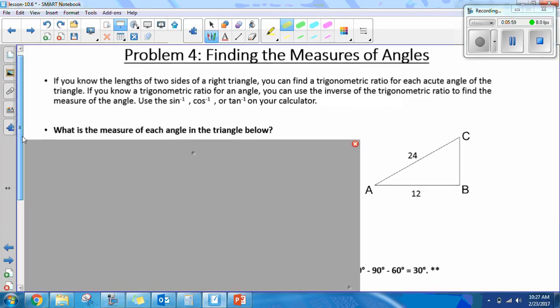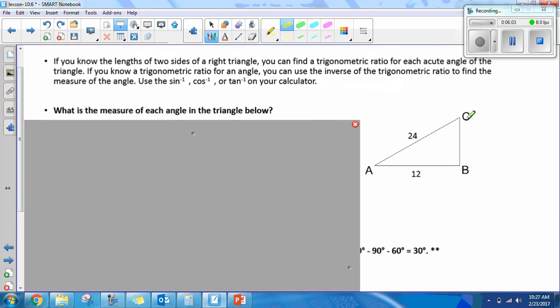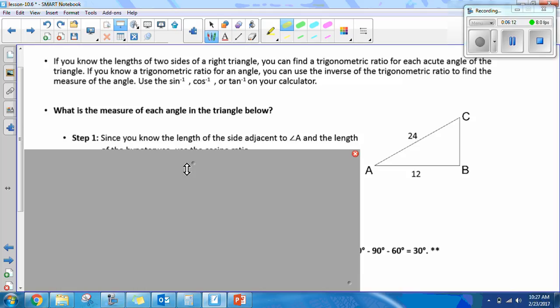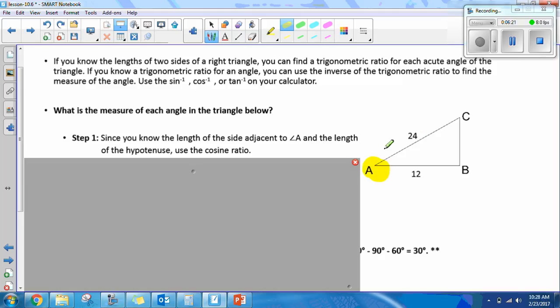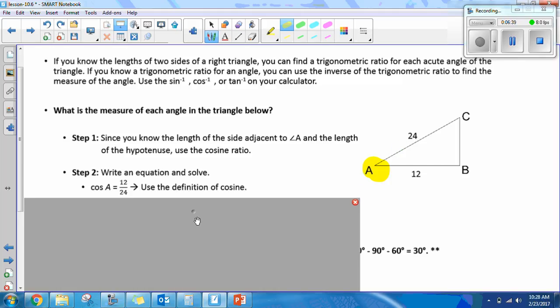What is the measure of each angle in the triangle below? So we have triangle ABC. B is our right angle. We're given the length of the hypotenuse and one of the legs. Since we know the length of the side adjacent to angle A and the length of the hypotenuse, we use the cosine ratio. We're looking for all the measures of the angles, and since we're looking for A first, we know the side adjacent and the hypotenuse, so we're going to use cosine of angle A is equal to adjacent 12 over hypotenuse 24.